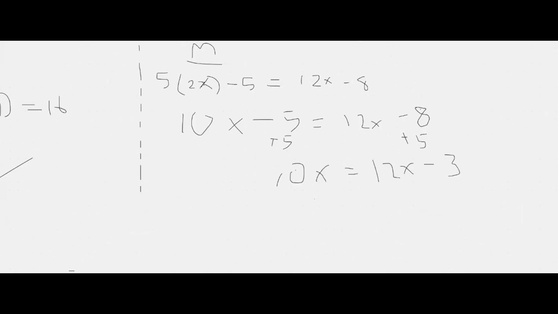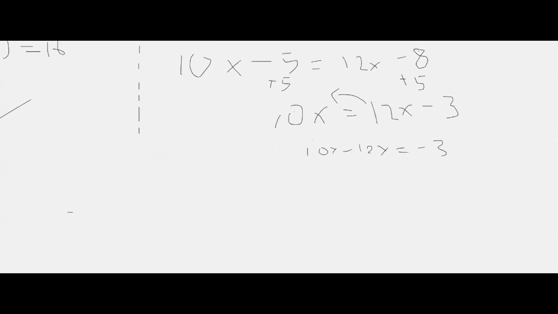So now you can move this to that side, right? So it could be 10x minus 12x, right? Equals. And then you can solve that. So what you want to do is move all the x's to one side, and then you can solve the equation. So now you can just solve this.